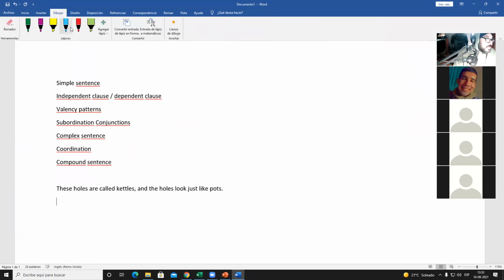Right, and drawing. Okay, good. So these holes are called kettles and the holes look just like pots. If the teacher asked me for a syntactic analysis of this, I would do the following. The very first thing I'm going to say is the fact that there's a conjunction in the middle of them.